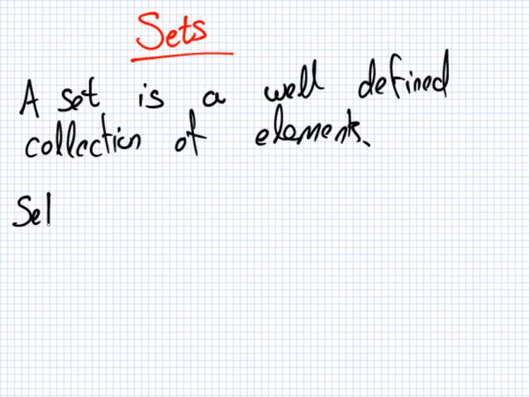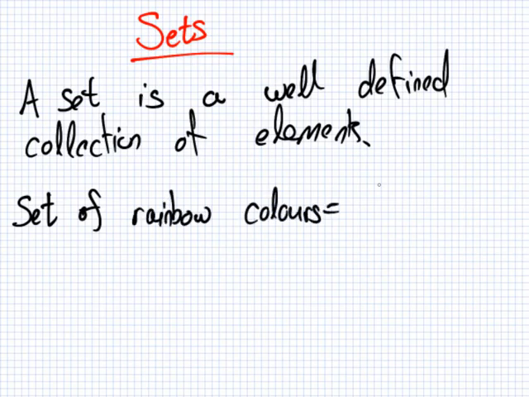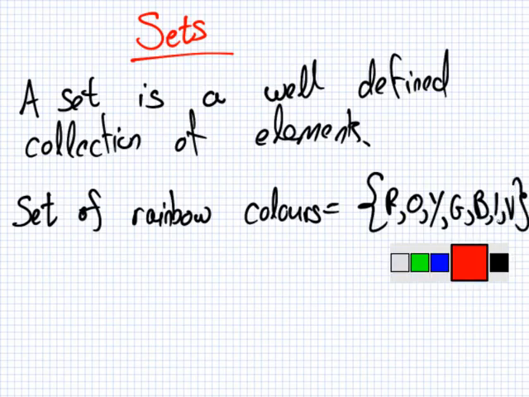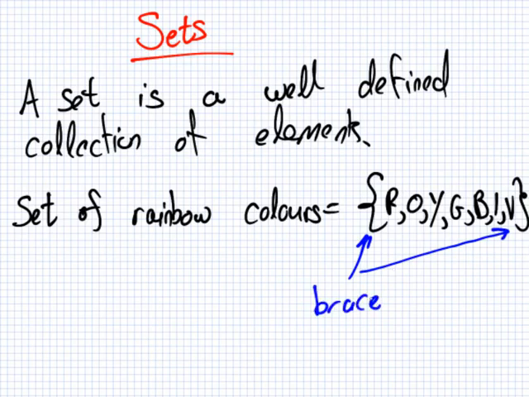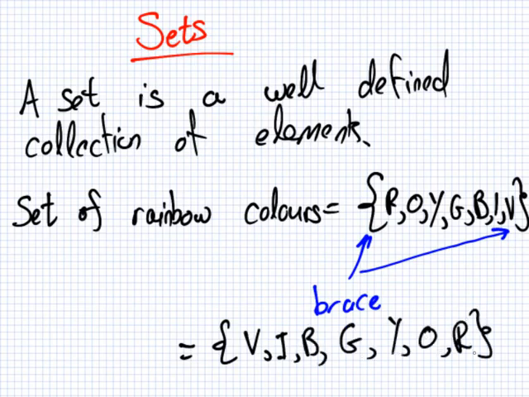The set of, I don't know, rainbow colors. So that would be something like red, orange, yellow, green, blue, indigo, violet. So with a set, you have these braces to represent the set. And in fact, it doesn't really matter about the order. So if I wrote it like this: violet, indigo, blue, green, yellow, orange, red, that's the same set.